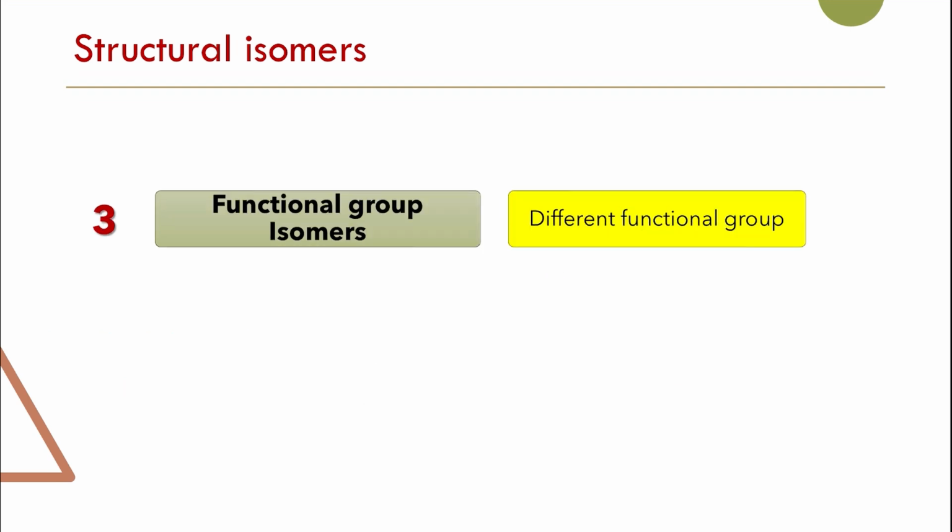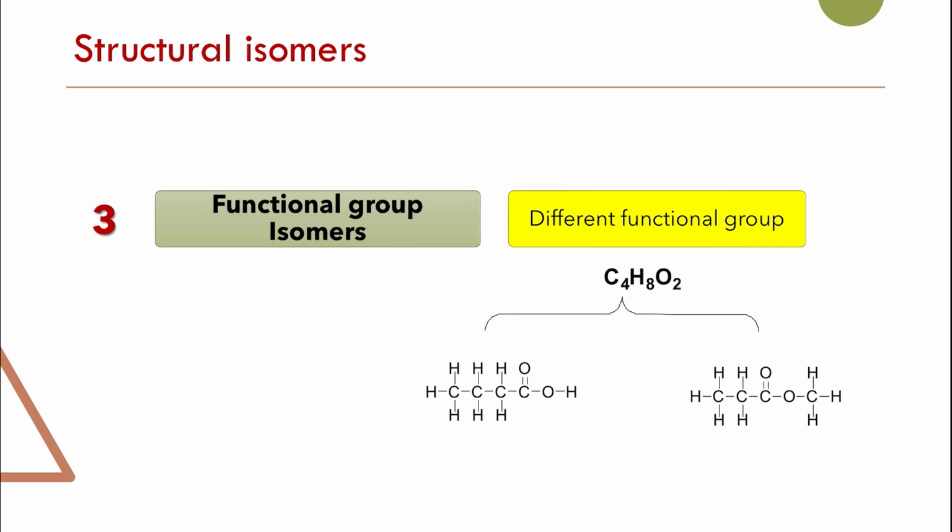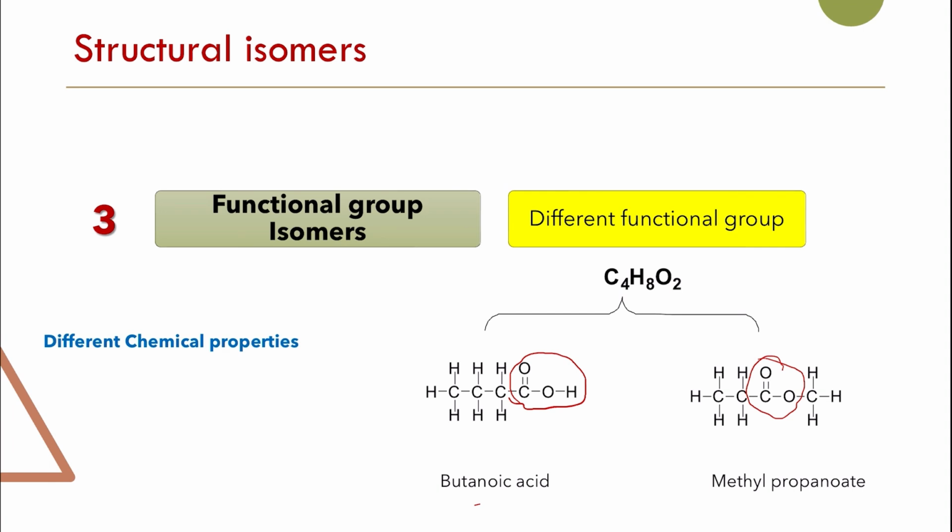The third type of isomer is the functional group isomer, where the different compounds have the same molecular formula but different functional groups. For example, C4H8O2, we could have the first one, which is butanoic acid. The functional group here is carboxylic acid, or we can have methyl propanoate, which has the ester functional group. So these two will have different chemical properties now because they have different functional groups. However, they also have different physical properties because they are completely different compounds.